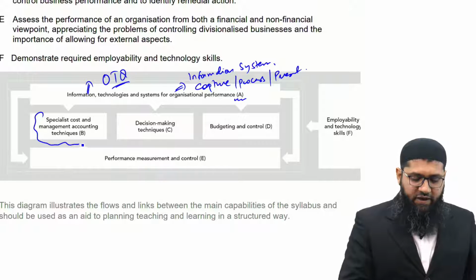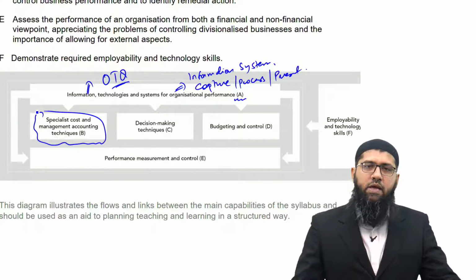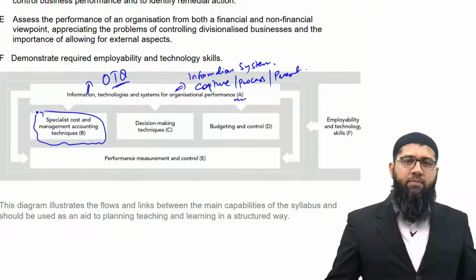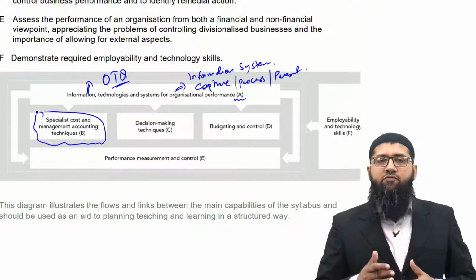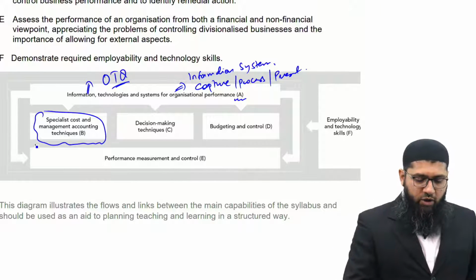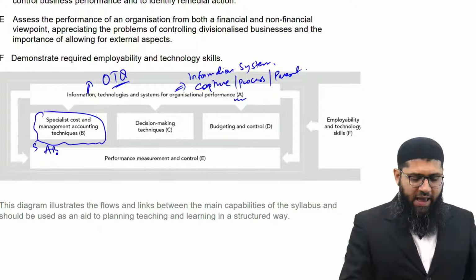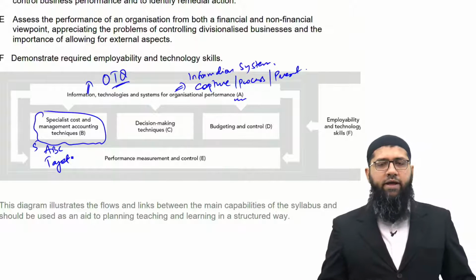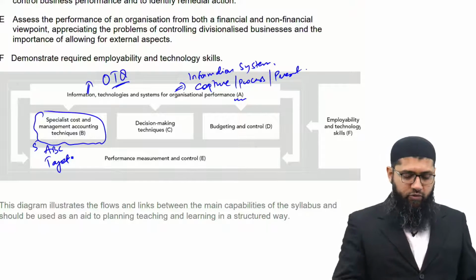The second specific area is specialized cost and management accounting techniques. Now when we talk about specialized cost and management accounting techniques, there are 5 different techniques which are being used in modern-day cost and management accounting. So we are going to be going through these 5 different techniques, namely activity based costing, target costing, throughput accounting, and so on and so forth. There are 5 different techniques that we would be going through.